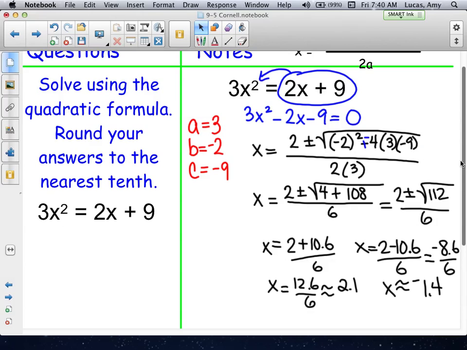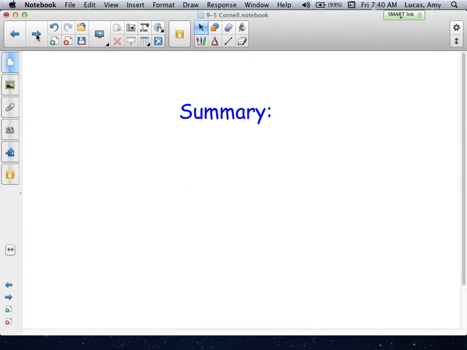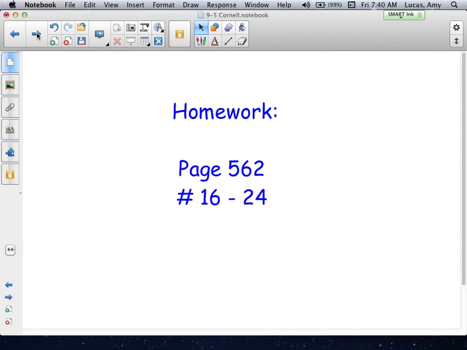So please just be careful with the quadratic formula. You don't have very many problems on your homework assignment, so make sure that you're writing out all of your steps and taking your time using the order of operations. You should be able to write a summary now, and here are your homework problems.